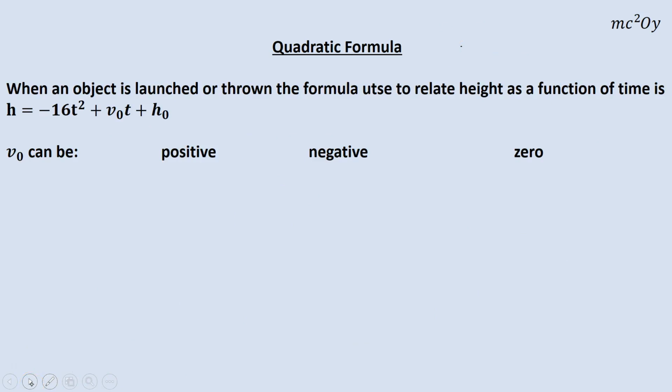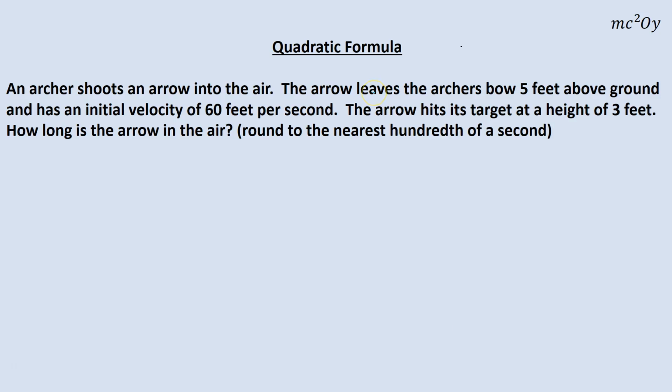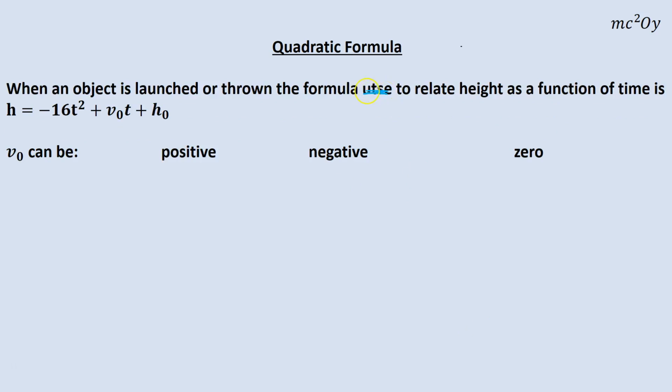All right, one more thing, and if you're in Algebra 2, you're going to use this. If you're doing Algebra 1 and reviewing the quadratic formula, you probably could skip this part right now, but when an object is launched or thrown, the formula used to relate height as a function of time is h equals negative 16t squared plus v sub 0 times t plus h sub 0. V sub 0 means that's your velocity.